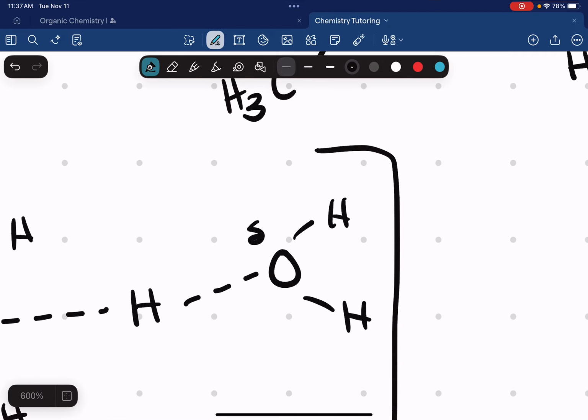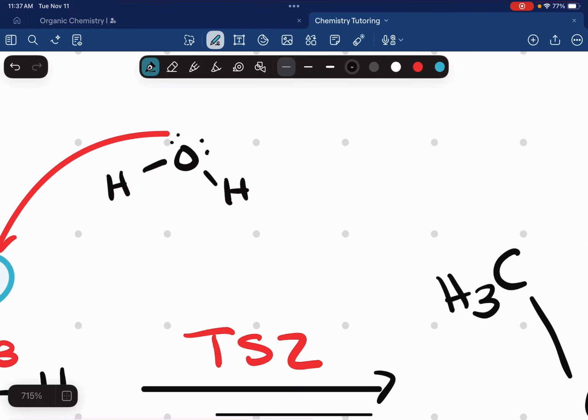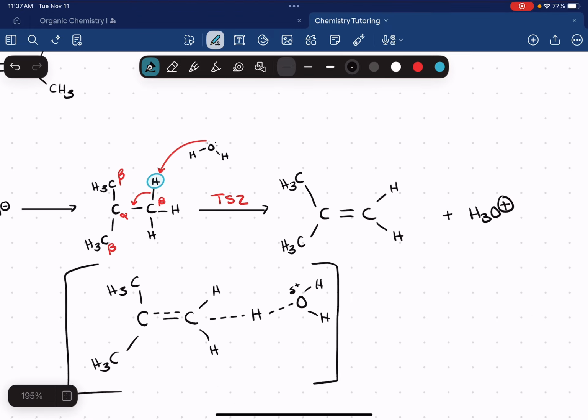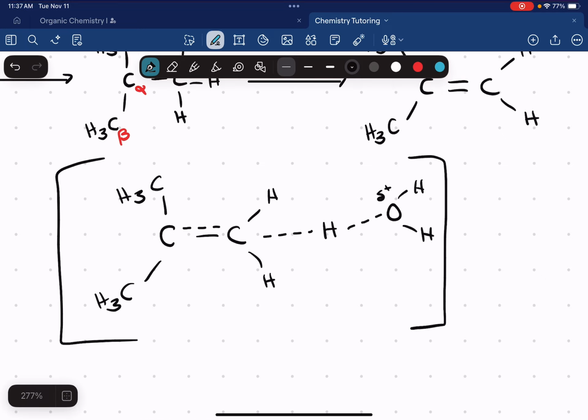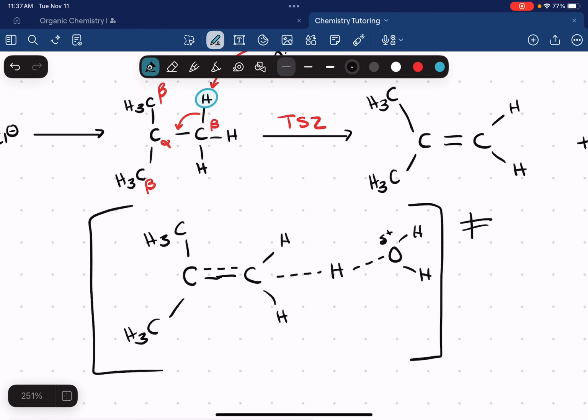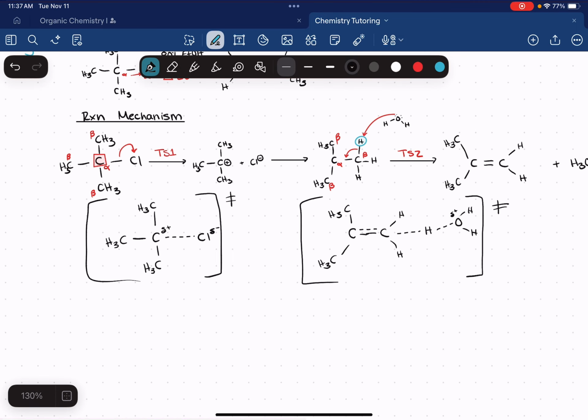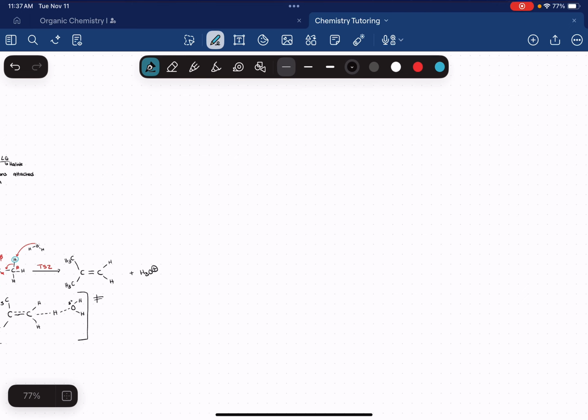So the oxygen is going to have a partial positive because it went from being neutral to positive in H3O+. I hope that these make sense. It's just another way of representing everything that's happening in the reaction mechanism. So this is transition state 2. Excuse me. All right. Let's move on to E2.